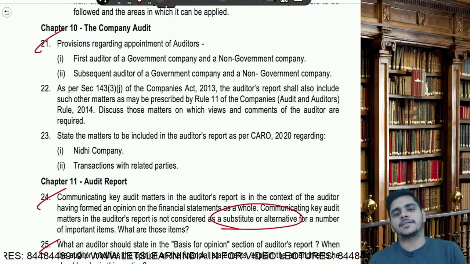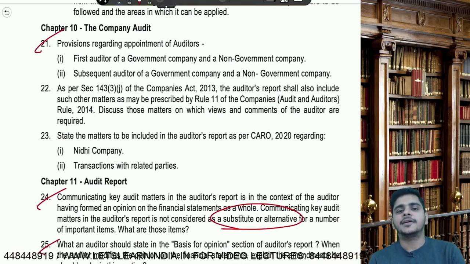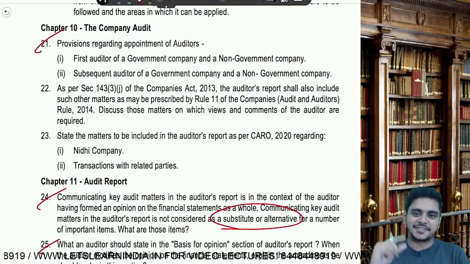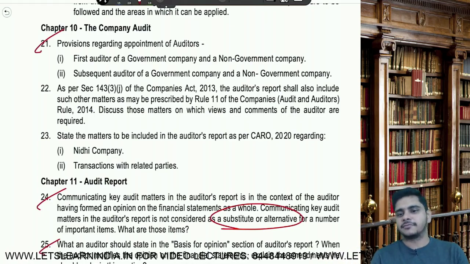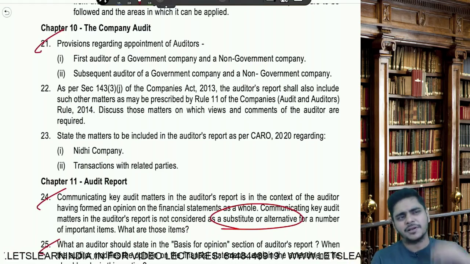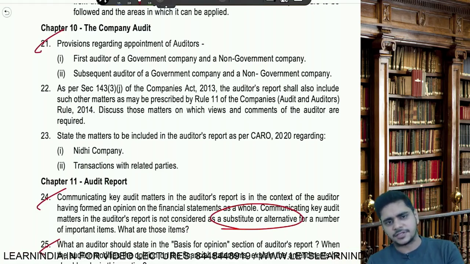Question 21, guys. Can you write this answer? First order of a government company and non-government company: 60, 30, 60. 60, 30, 60, 30, 90, if you remember this. Subsequent order, government and non-government, within 180 days. Then, first AGM till 6th AGM, and thereafter individual for 5 years, for 2 terms of 5 years each. Easy.